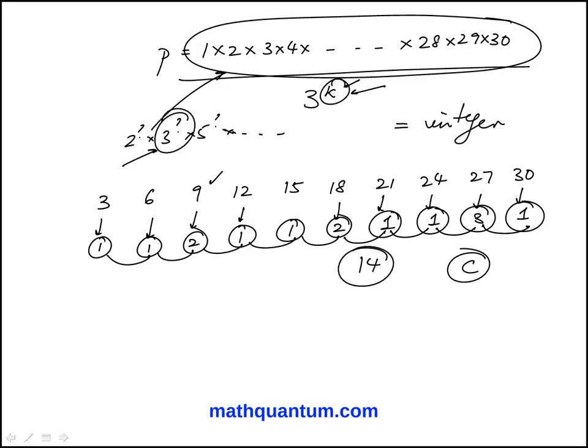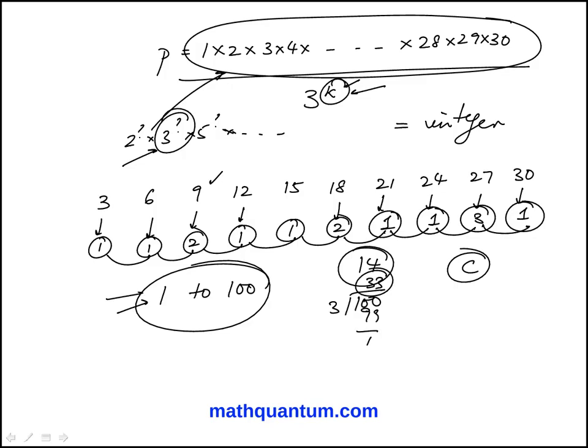But I just want to give you a general approach, in case the question was instead 1 to 100. One is not going to sit there and count these out. The strategy is you first count out all the multiples of 3. So you divide 100 by 3, and you're going to get 33. So there are 33 single 3's that come up as multiples of 3.